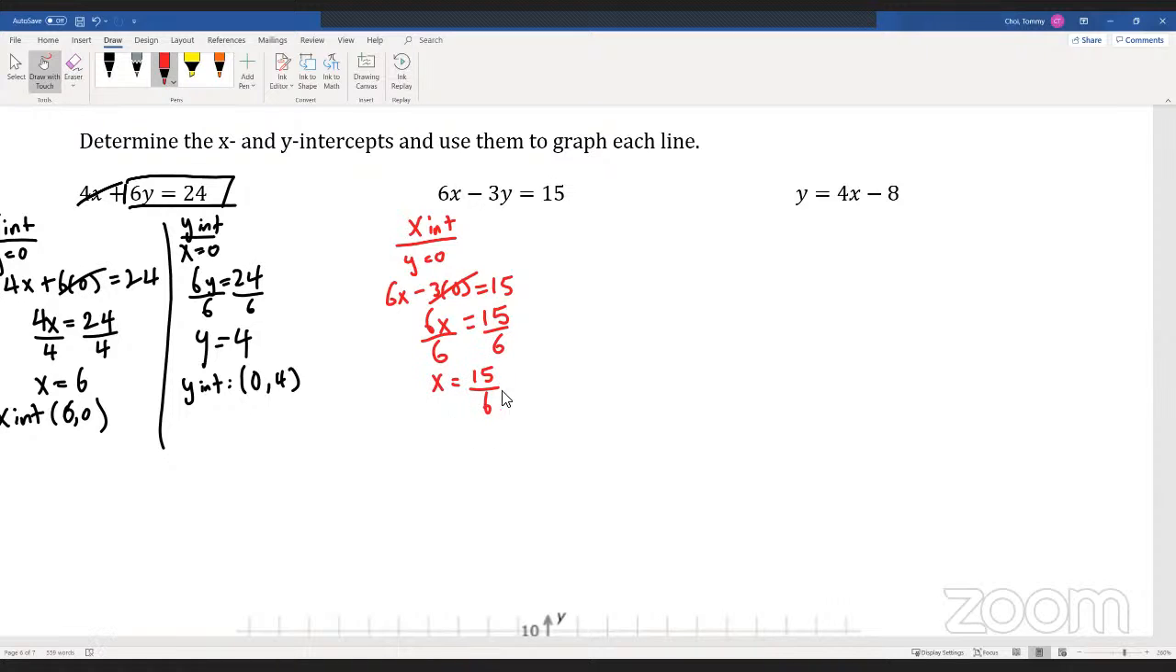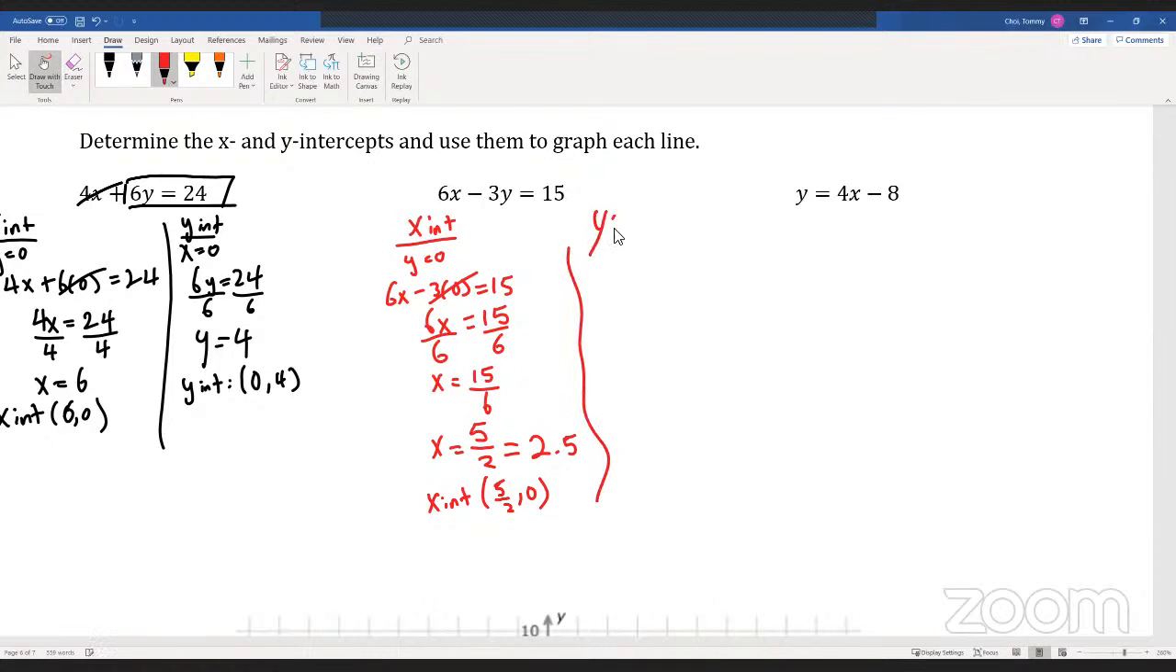This is not nice. We don't like this as a fraction, right, but we work with what we got. We can simplify this fraction, and when you simplify it by dividing by 3, you should be left with 5 over 2. Some of you may have already divided this and said it was 2.5, which is fine. It's a very short decimal. So our x-intercept would be (5/2, 0) or (2.5, 0), whichever one you did.